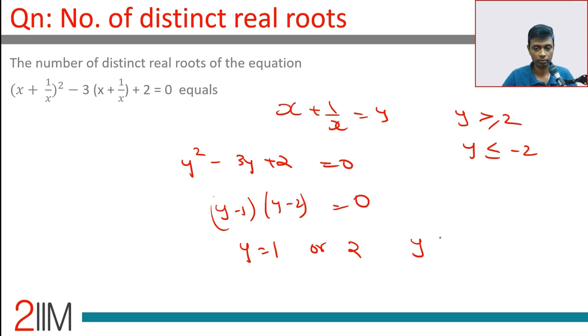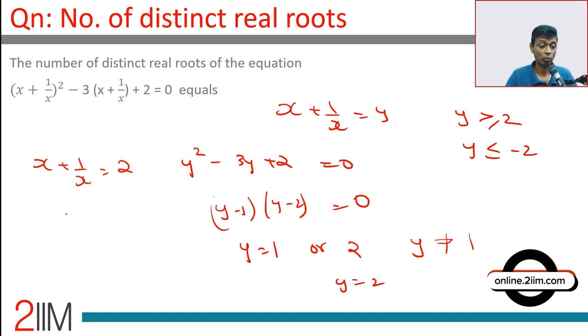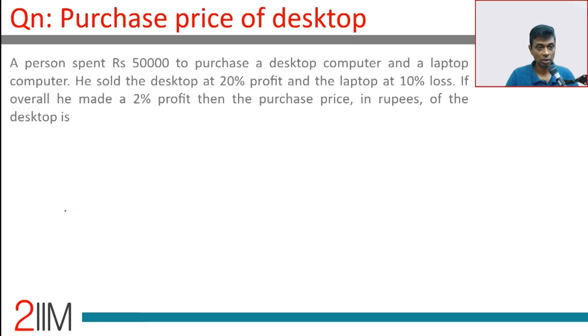y cannot be 1. x plus 1 by x cannot be 1. So y has to be 2. x plus 1 by x equal to 2 has only one solution, x equal to 1, or this has one real solution.